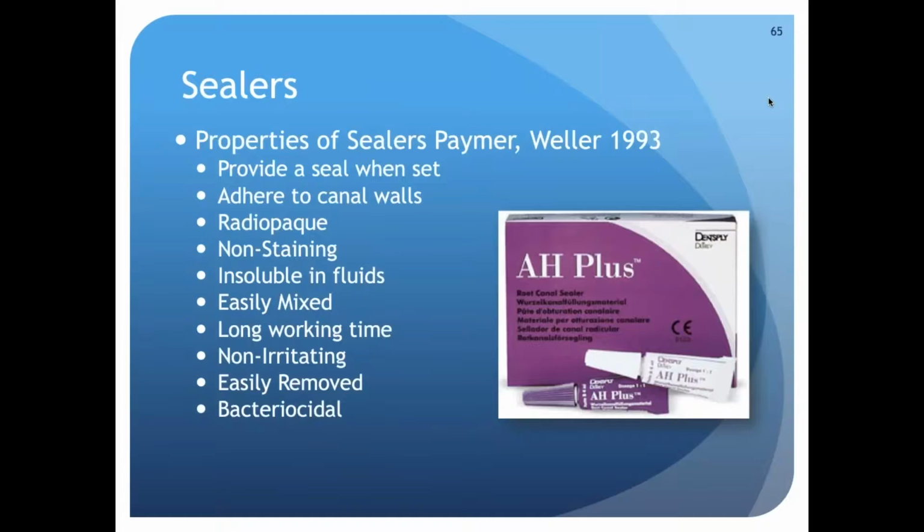So, a little bit about sealers. A good sealer is going to provide a seal when it's set and adhere to our canal walls. We want it to be very radiopaque so that we can see it. It shouldn't stain, so it doesn't percolate up, like on an anterior tooth. It should be insoluble to fluids. Again, we don't want nutrients to get in. Easily mixed, with a long working time. Non-irritating, very important, because sometimes sealer gets pushed out the apex. It should be easily removed if we have to do a retreat, and it should be somewhat bactericidal.